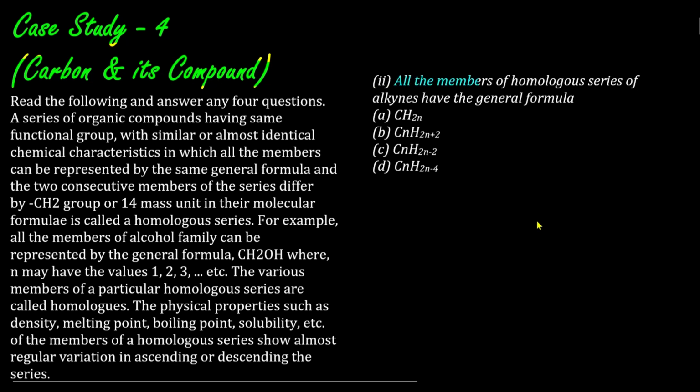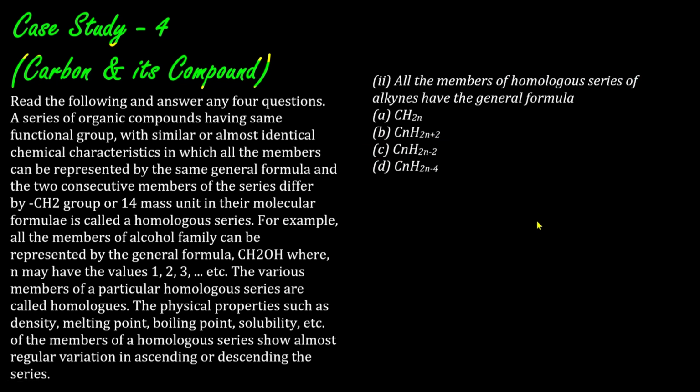The second part says all the members of the homologous series of alkynes have the general formula. So you should know what an alkyne is, the ending is YNE. Check here, this is incorrect. This is for alkanes. The second one is for alkanes, and this is for alkynes. So we just have to figure out the correct answer, and this is for alkynes, YNE. So the correct answer is option C in this case.